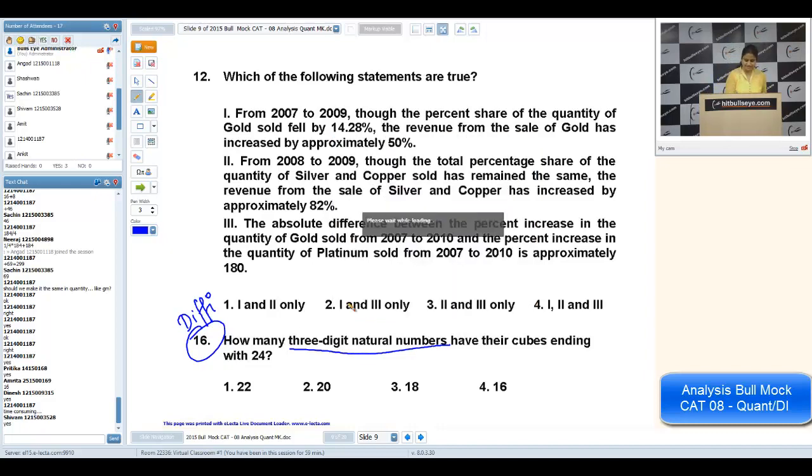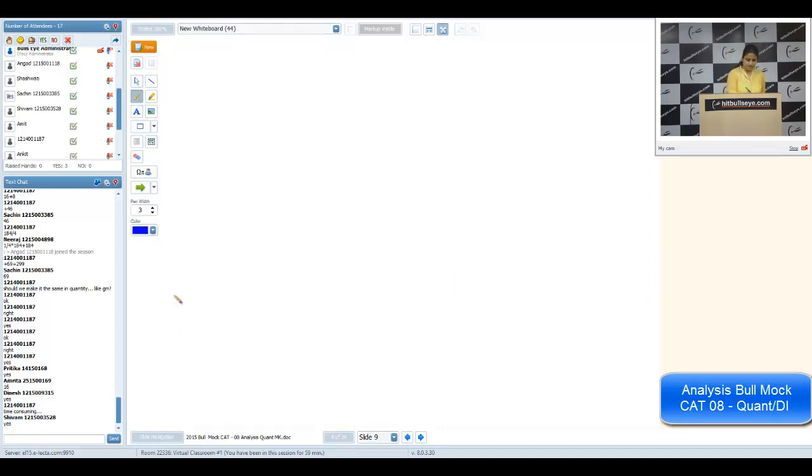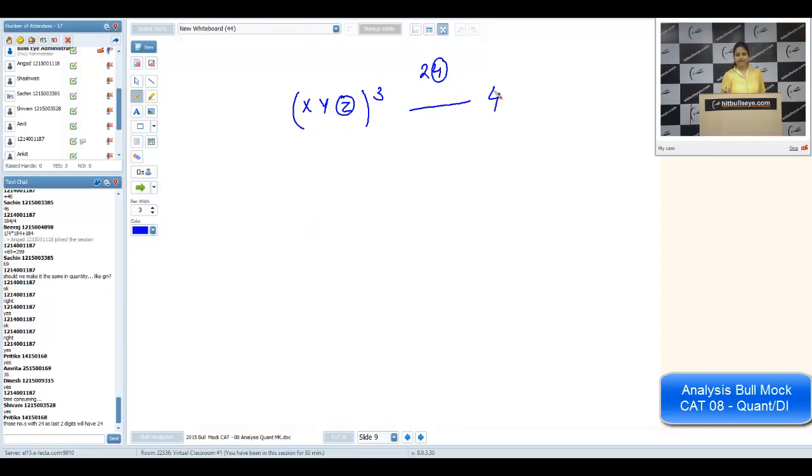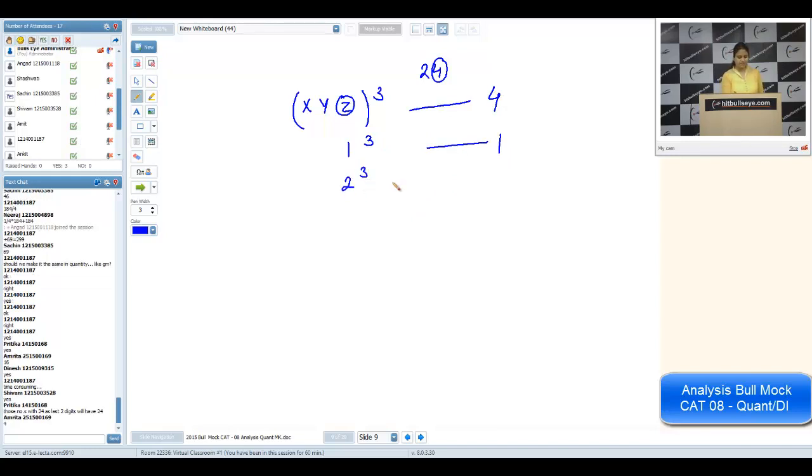Once again, see. The cube is ending in 24. It means the cube is ending in 4. So at first go, I'll try what should be the unit place of that number whose cube is ending in 4. I'm not taking 24, rather I'll take 4. If I take 1, what is 1 cube? It will end in 1. If I take 2 cube, it will be 8. If I take 3 cube, it will be 7. If I take 4 cube, it will be 4.